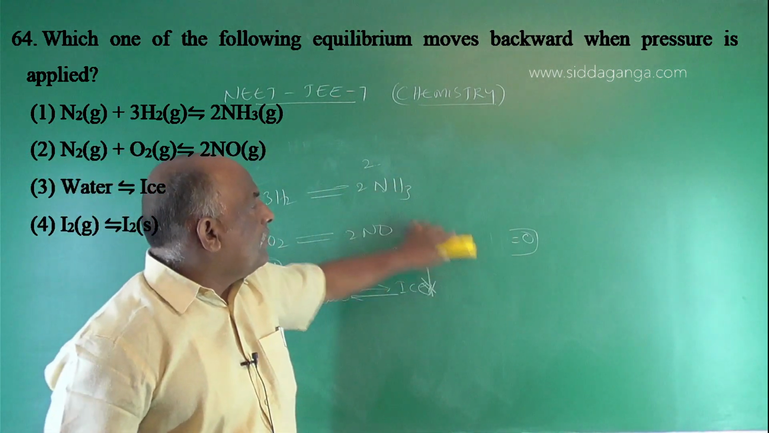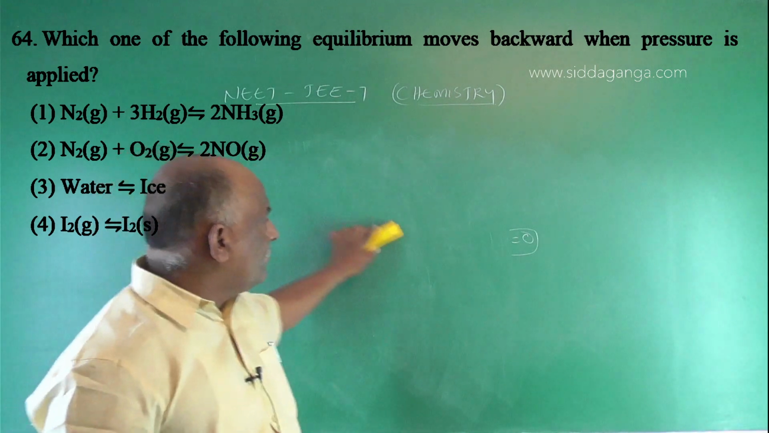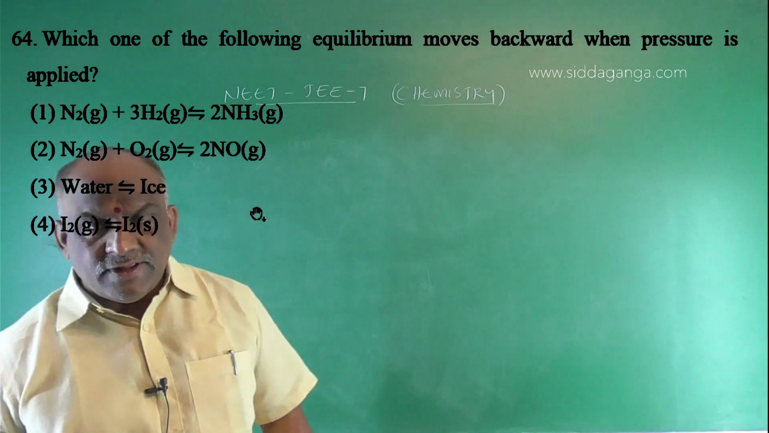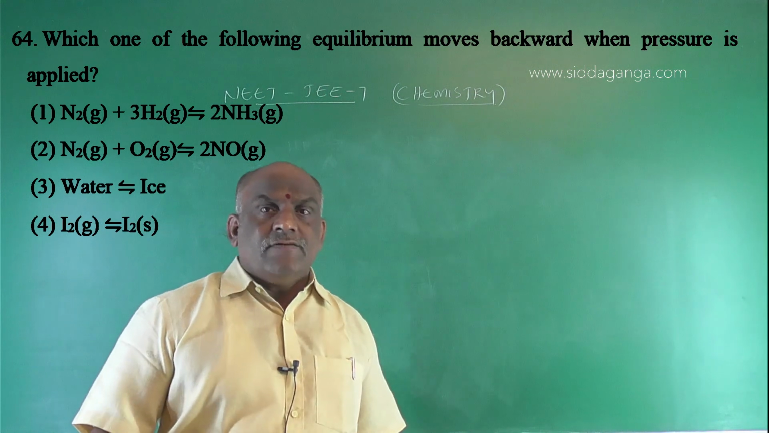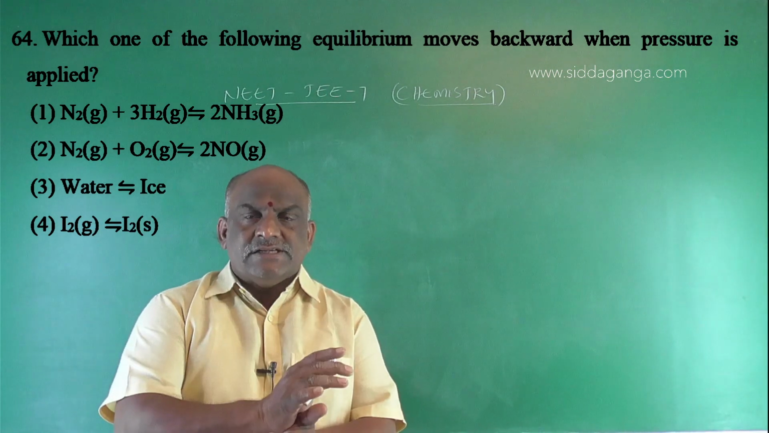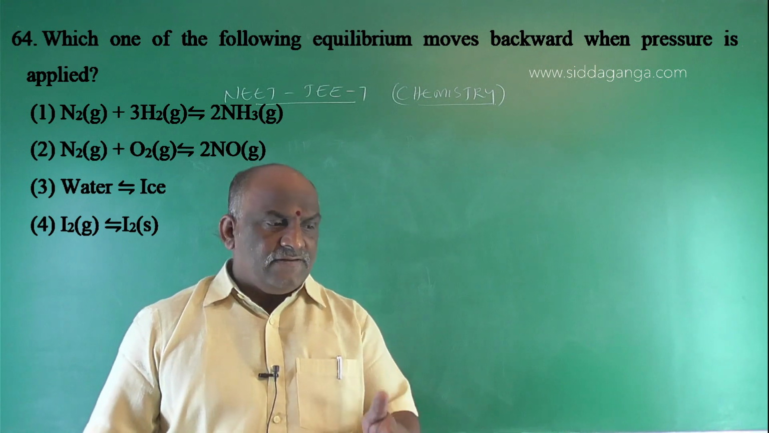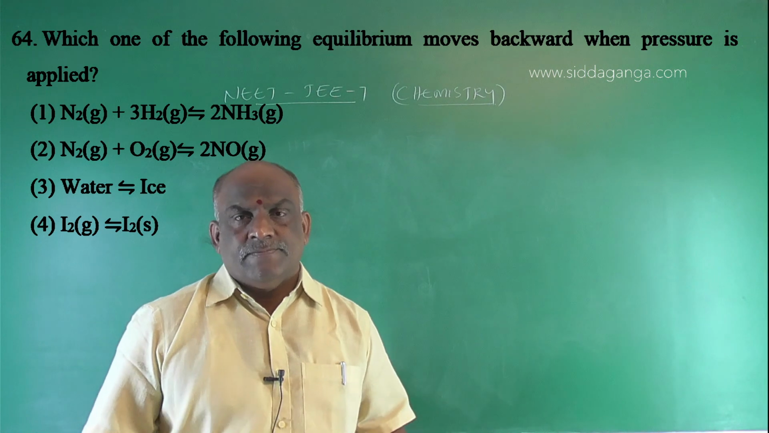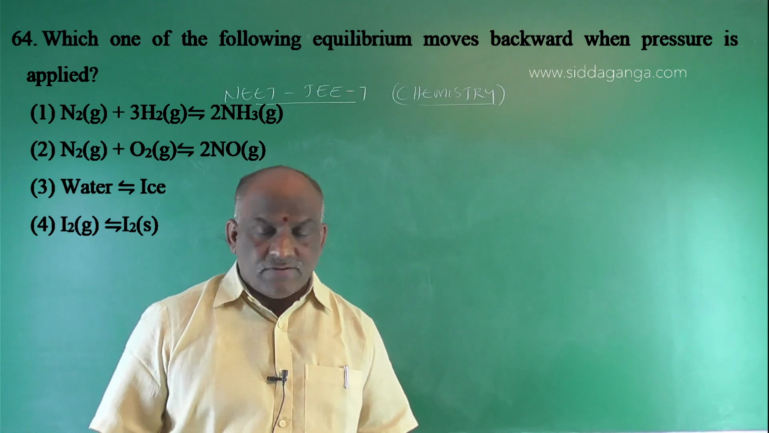You go with one point according to Le Chatelier's principle. Pressure applied, equilibrium moves towards lesser number of molecules. But here option 3 and option 4 have no molecules. Option 3 and option 4 both belong to physical equilibrium. So if you apply pressure on ice, ice becomes liquid. So liquid water is on the left side, ice is on the right side. The fourth option, solid to gas, is also not correct. So here we should go with water versus ice.